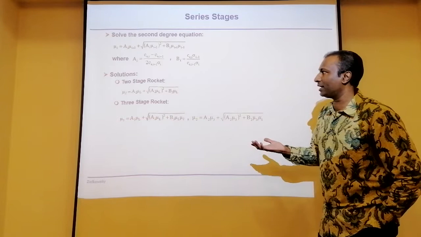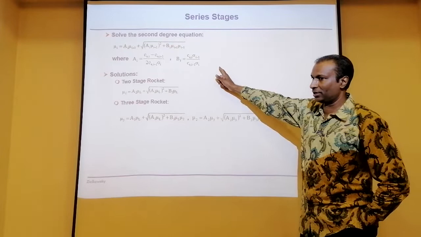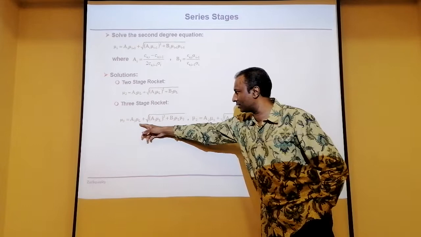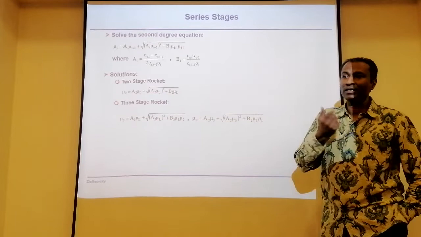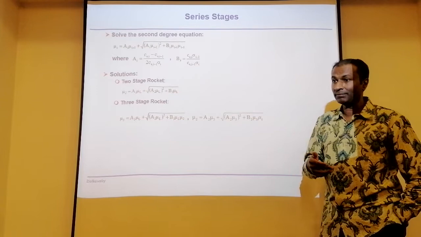Now for A1 and B1, this is what is given. You inject into the C the structure ratios for those particular stages. For two stages, mu 2 is given as it is, and for the three stage rocket, mu 3 is given. So what is the value of mu 1? Mu 1 is 1. What is the value for mu 4? Mu 4 is payload mass over the total mass. The only things missing here to optimize are mu 2 and mu 3 for 3 stages.